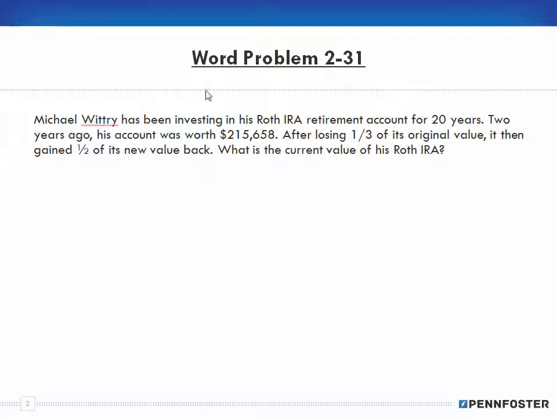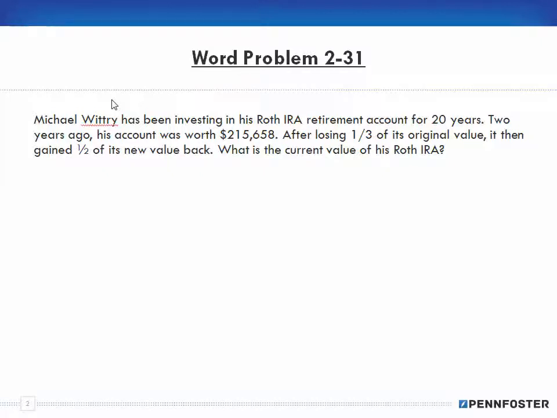Okay, problem 2-31. Michael Wittry has been investing in his Roth IRA retirement account for 20 years. 2 years ago, and immediately when I read that, in the back of my mind, I registered 20 years and then 2 years ago, so that's also 18 years, like 20 minus 2. Remember, I just pick up information that's in the back of my mind. I just fill in the blanks. I try to create additional information. It may or may not be useful as we go through the problem, but that's what I do by being active in the word problems.